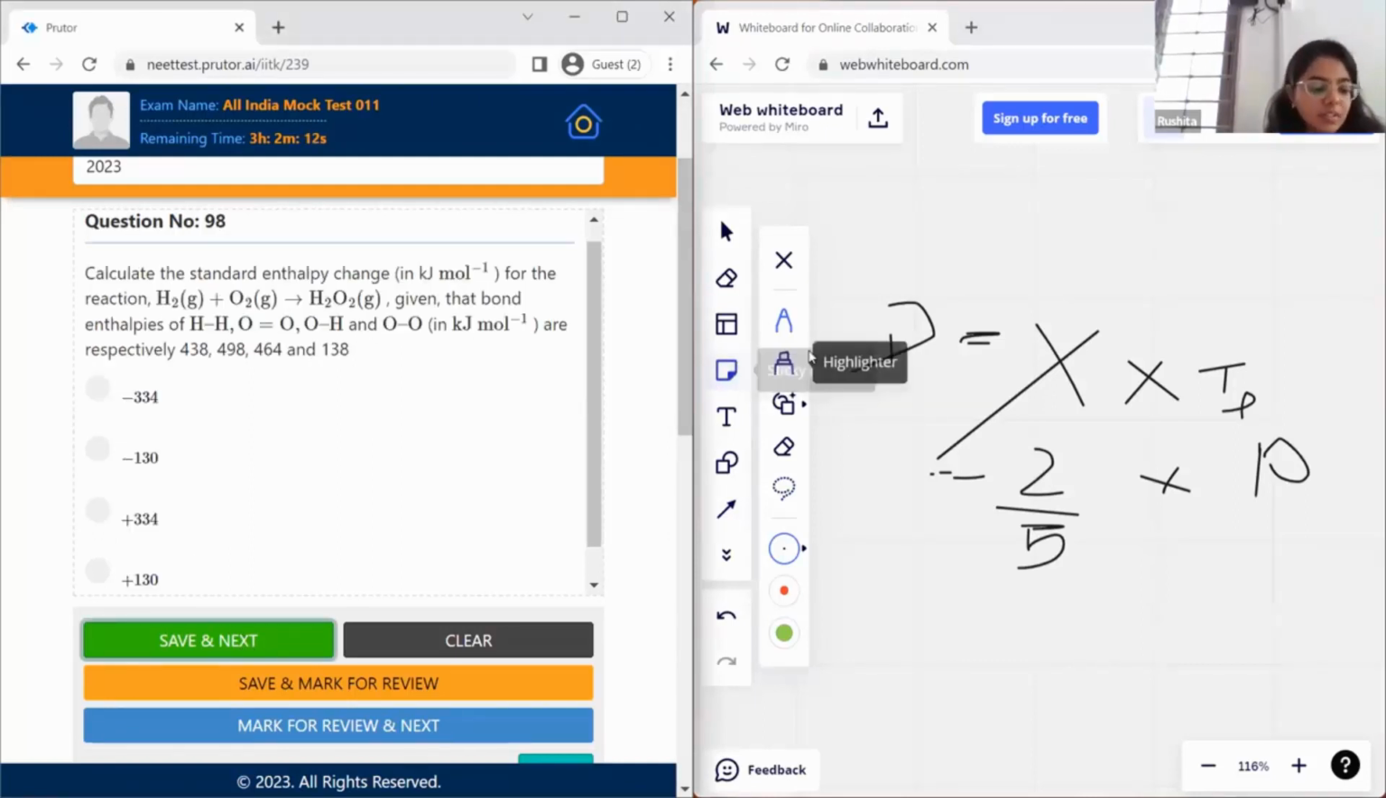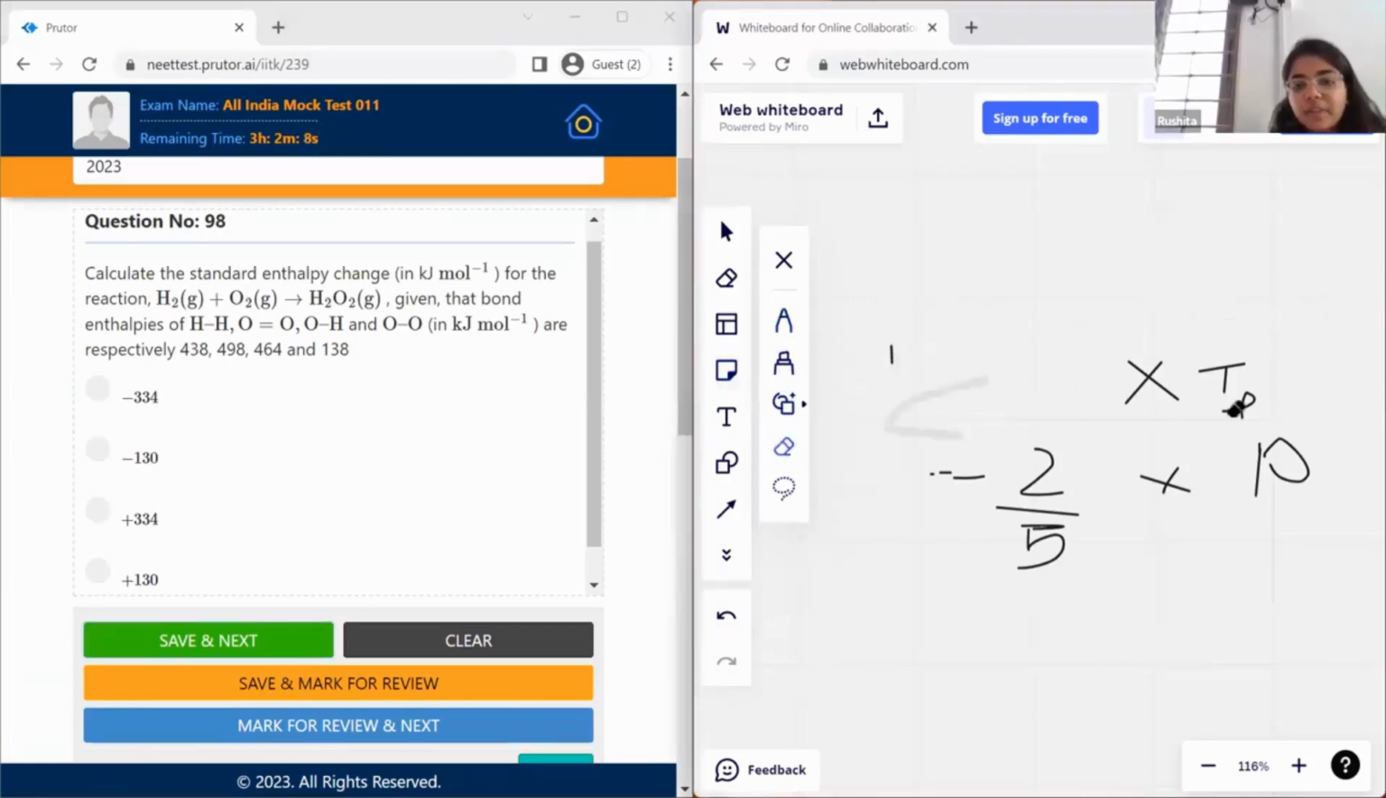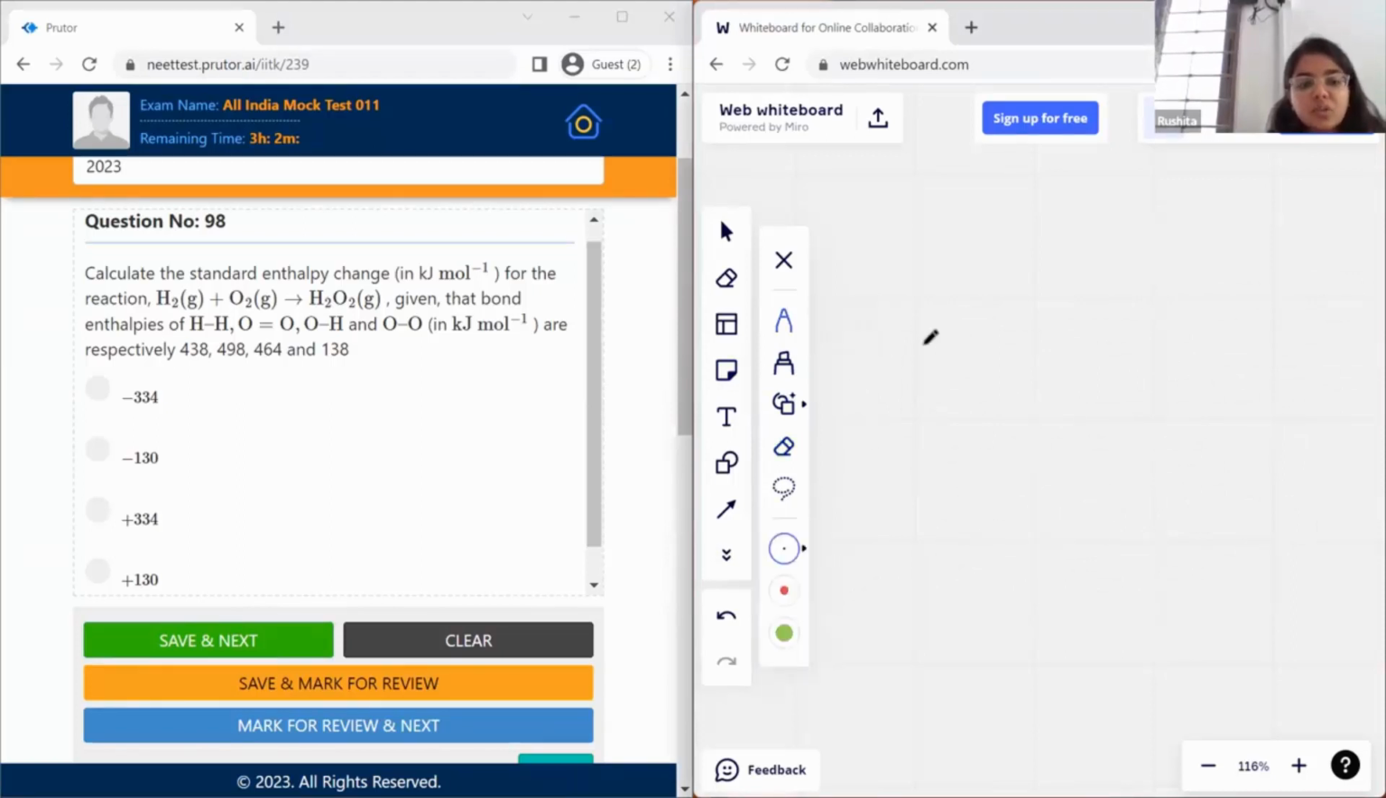So here the enthalpies are given. So first you need to know the equation of this, then you can solve it. So H2 plus O2, so you need to know the structure of H2O2 and H2O to solve it.